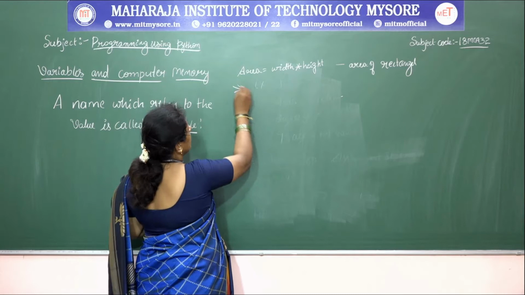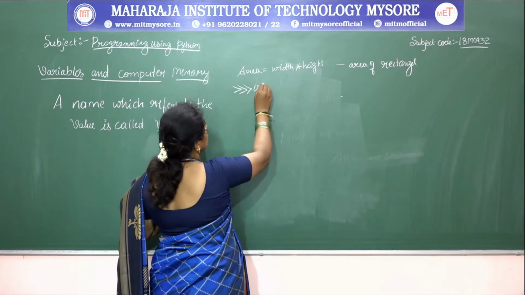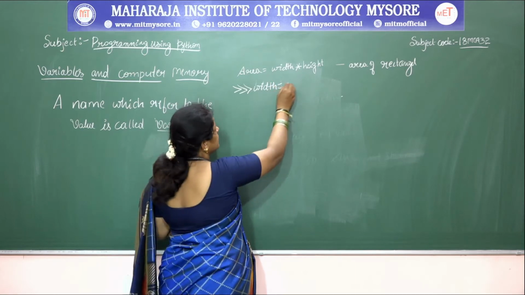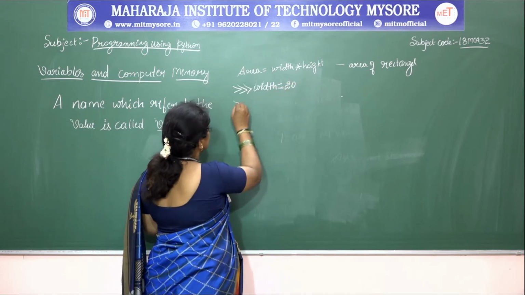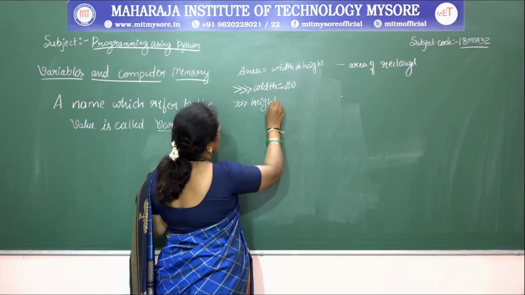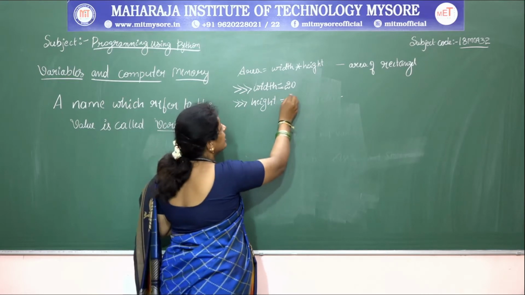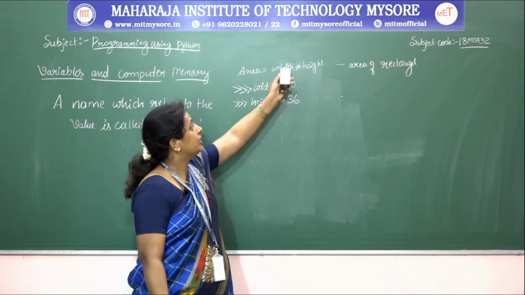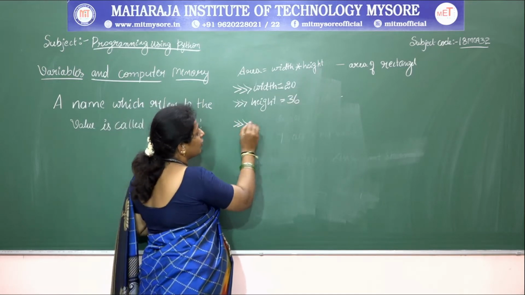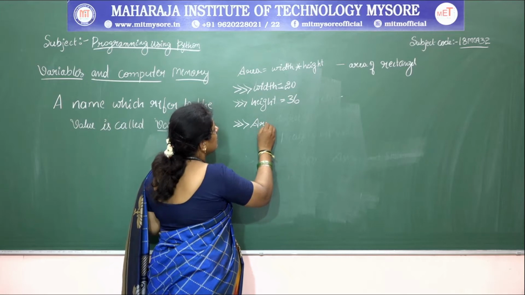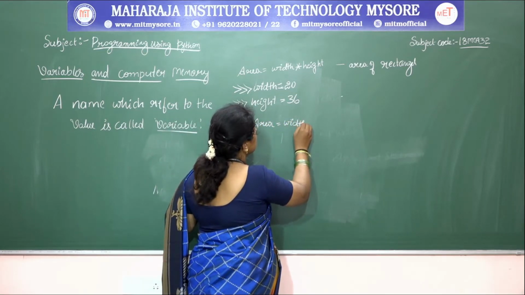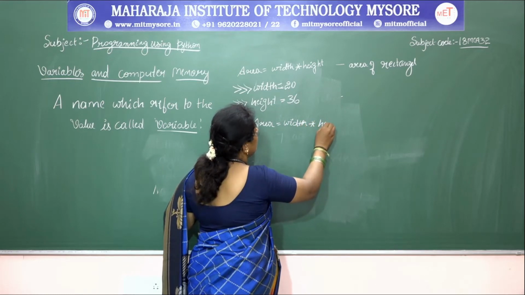So here I am assigning a value to width. Width will be assigned the value 20, and for height I am assigning the value 36. Okay. So I need to calculate the area of the rectangle. The formula written in programming form is area equal to width multiplied by height.